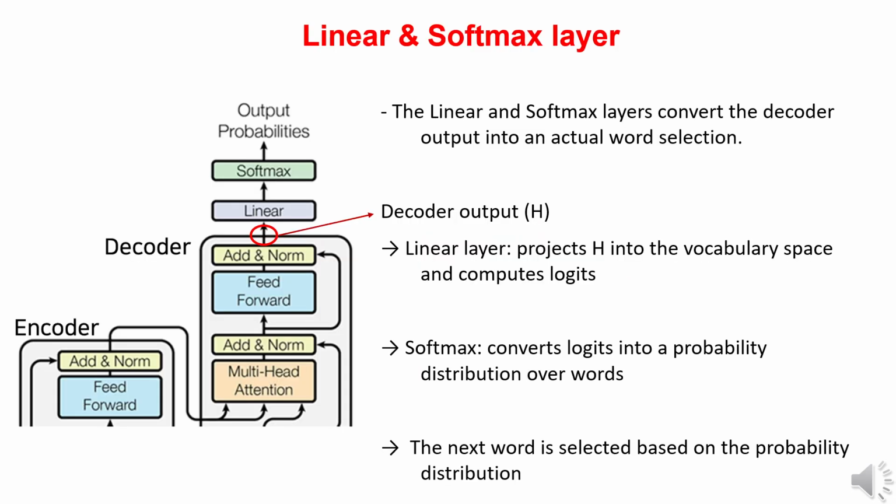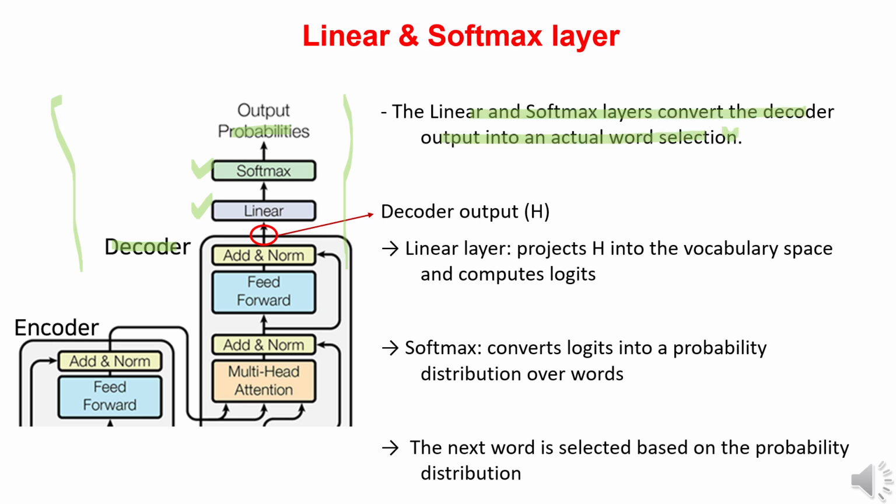In the final part of the transformer architecture shown here, you can see how the output vector, generated by the decoder, is converted into probabilities through the linear layer and the softmax layer. The linear and softmax layers together form the step that transforms the decoder's vector into an actual word choice.